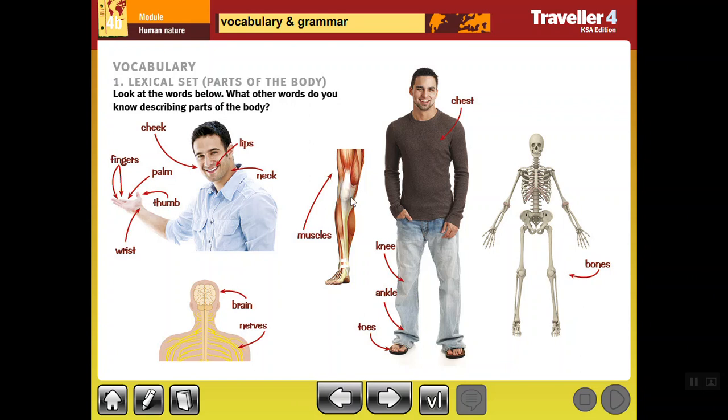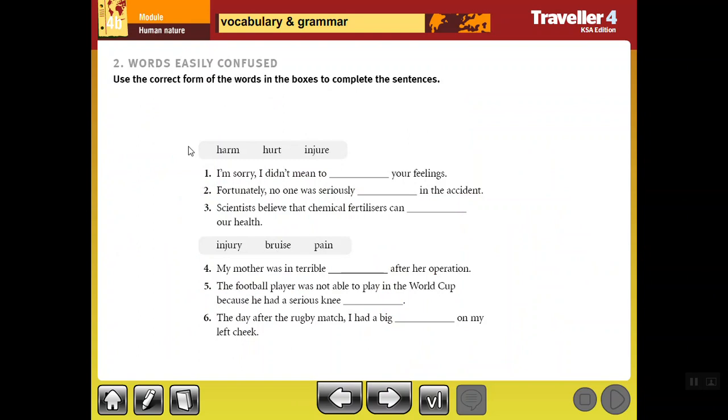So, my dear students, these are the parts of the body you need to learn in this part. Let's now move to the next part of our lesson, which is words easily confused. You need to study this very carefully, because in every group here we have a number of words which can be easily confused because they are almost similar. Sometimes they are similar in meanings. Use the correct form of the words in the boxes to complete the sentences.